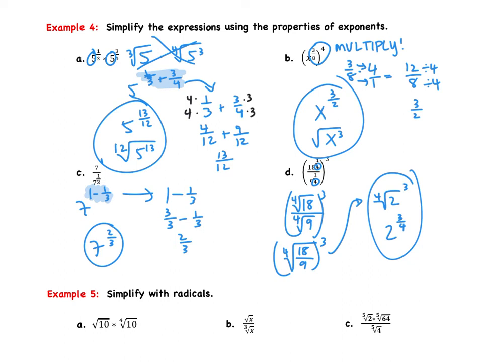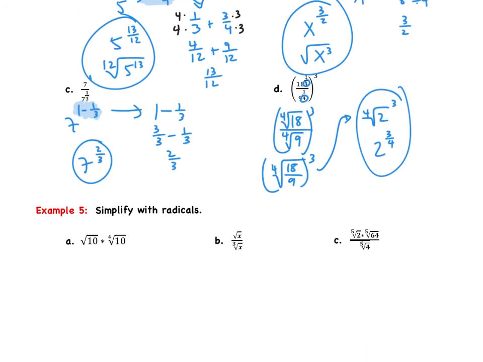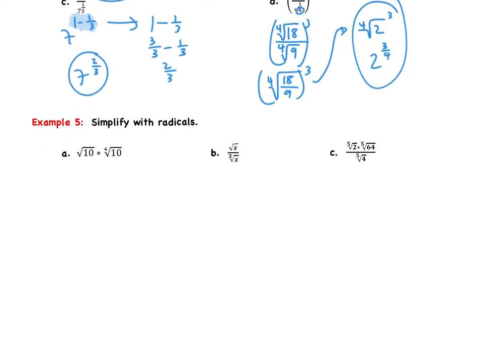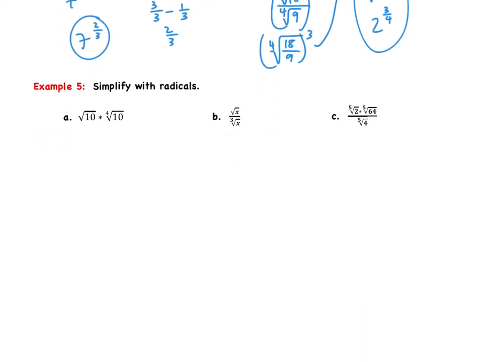Okay, we have one more example, example 5, that has a few parts to it that we're going to talk about some of the rules, the can and cannots. So in problem A, part A, square root of 10 times the 4th root of 10. And so we ask ourselves, can we multiply these? No. So right now, these cannot be multiplied. Why? Because we have a different index. So different index, we can't multiply.